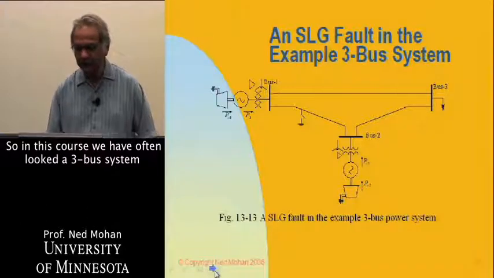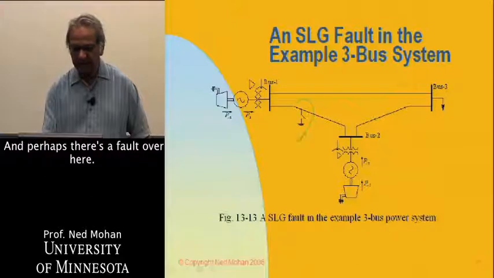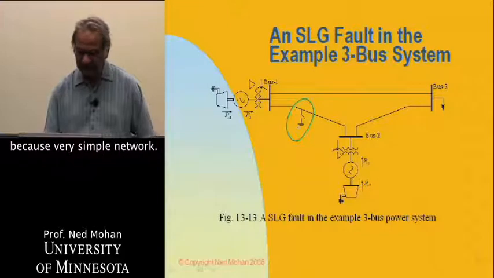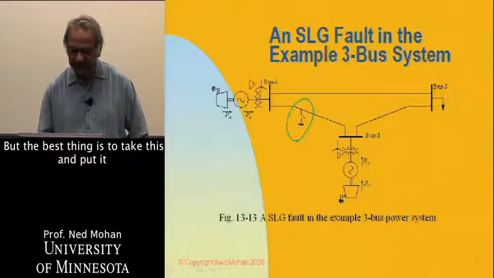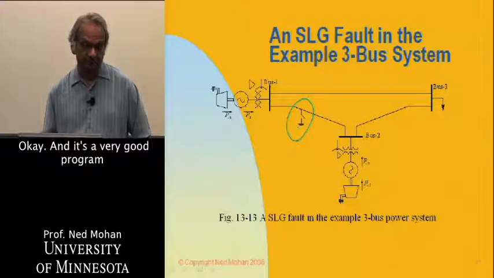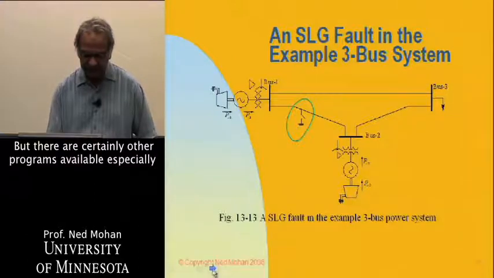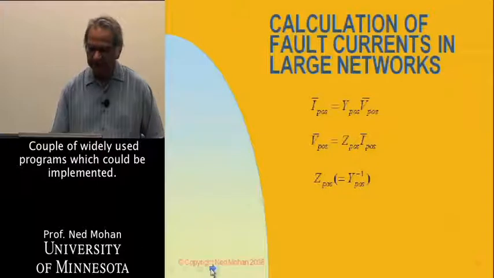In this course, we have often looked at a 3-bus system as shown here, and perhaps there's a fault over here. We can of course do it with paper and pencil because it's a very simple network, but the best thing is to put it in a program like PowerWorld. That's a very good program to calculate these things. There are certainly other programs available, especially for setting the relays, and a couple of widely used programs which could be implemented.